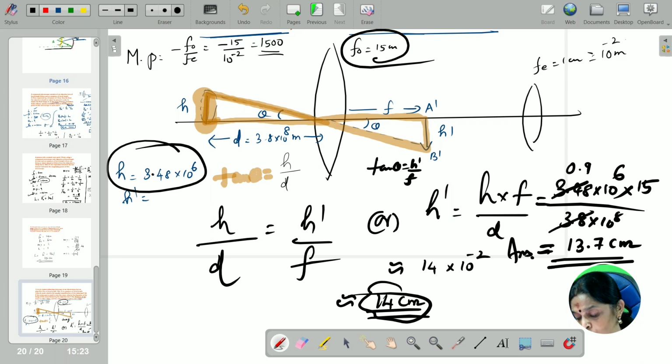So hope you understand the optical instruments, hope you understand the numericals based on optical instruments, and you have to learn how to draw the ray diagram of compound microscope, telescope, and what are the advantages of telescope, reflecting type telescope.